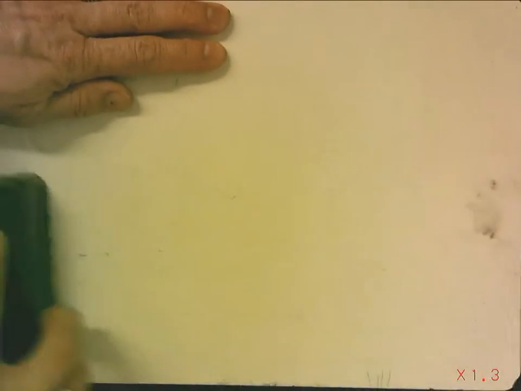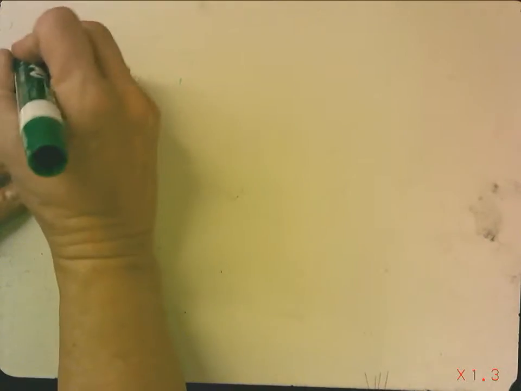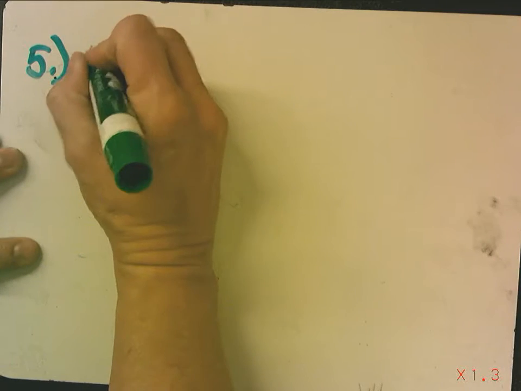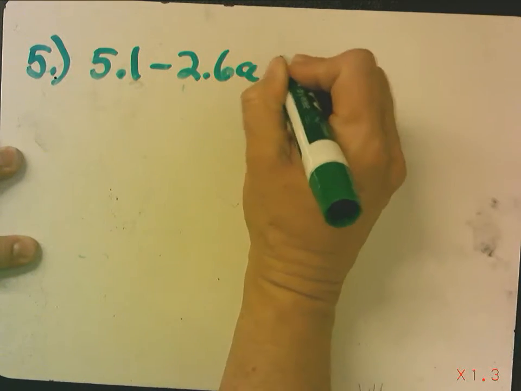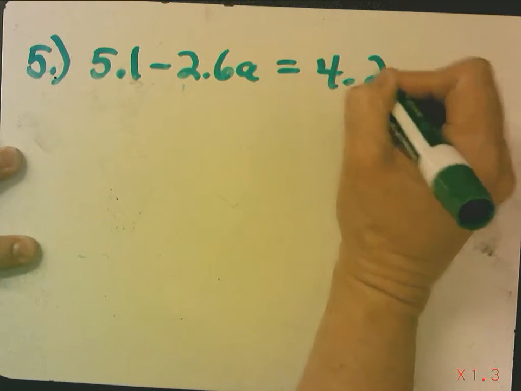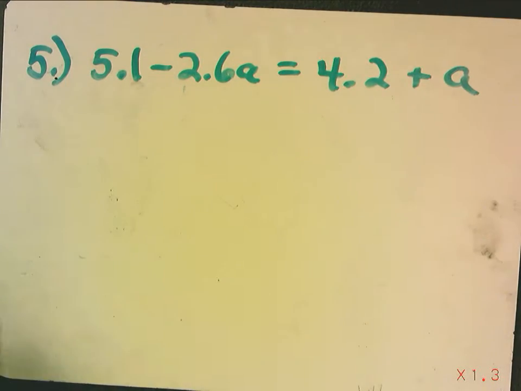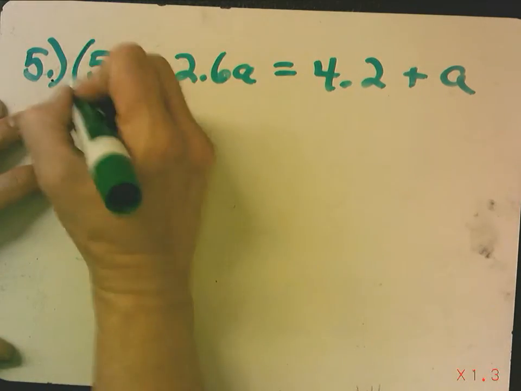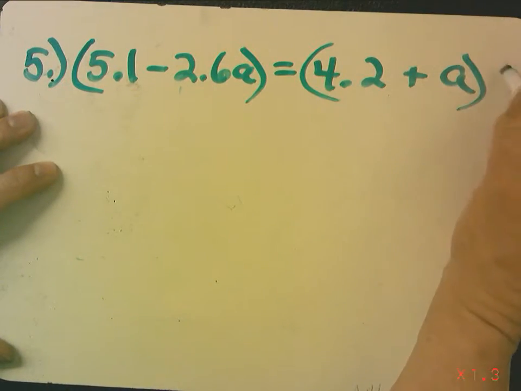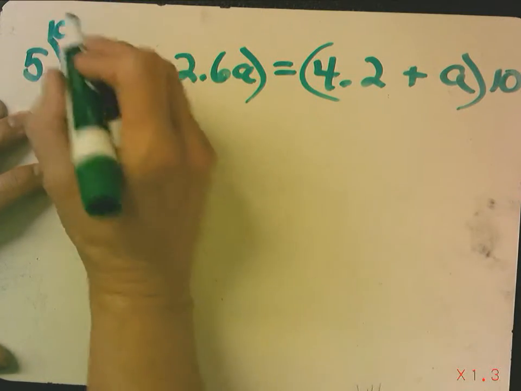Now for number 5, I have decimals. And the best way to get rid of decimals is to read the decimals properly. In this case, 5 and 1/10, 2 and 6/10, 4 and 2/10. And I realize I should multiply every term by 10.